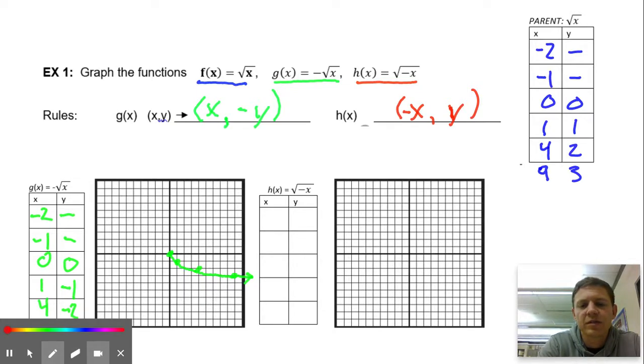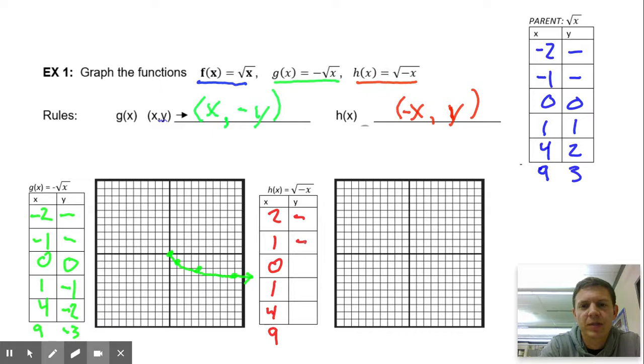For the h of x, okay, the negative is on the inside of the square root. It's inside the parent function. So that means, if you reference our last slide, that the negative changes just like our rule for the x, which means the x changes, it flips signs. All right, so let's take all our x's and flip the sign. 2, 1, 0, 1, 4, 9. Okay, the y's don't change at all. 0, 1, 2, 3. Whoops, these should be negative because all the sign switches for the x.